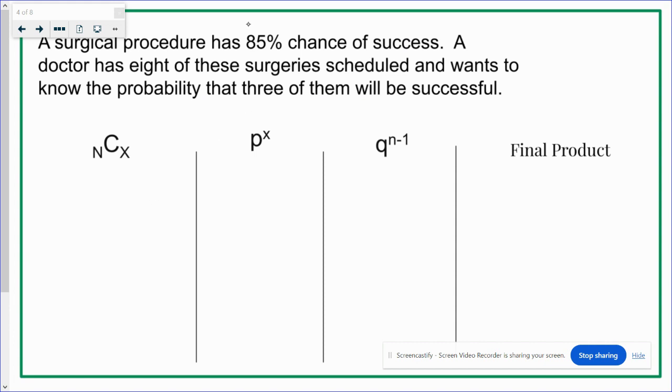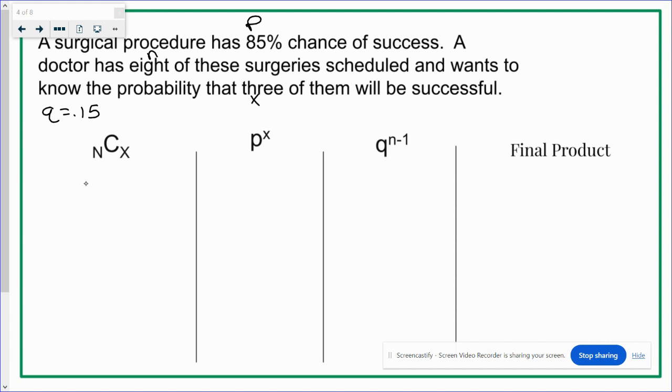85%, that is our probability of success, which is going to be P. 8 surgeries, that's going to be N, our number of trials. 3 is going to be X, that's the number of successes we're interested in. And then Q, if success is 85%, failure would be 15%. All right, so now that we have identified our pieces, let's go for it.